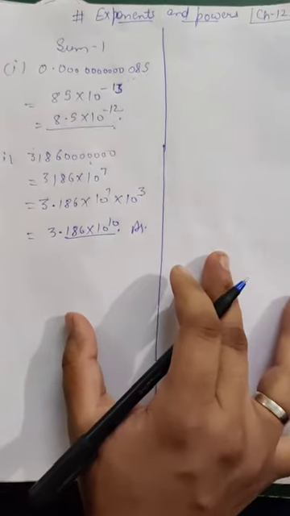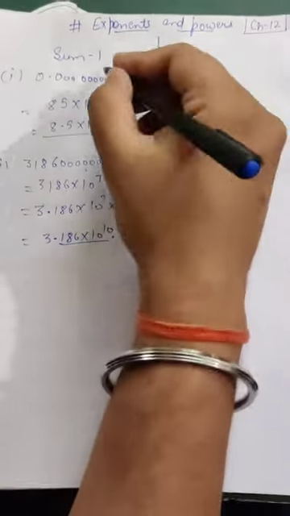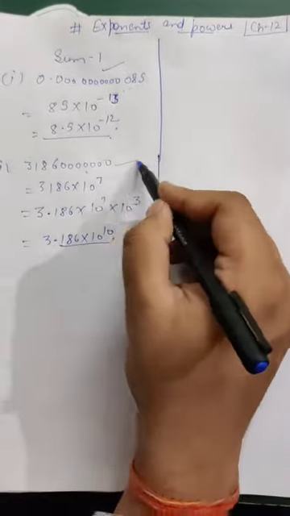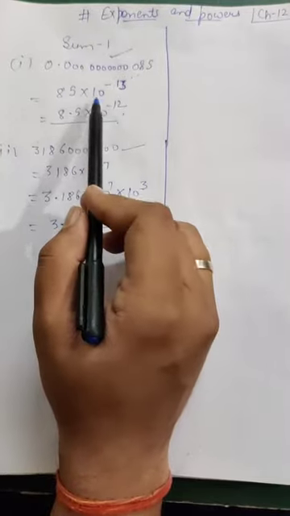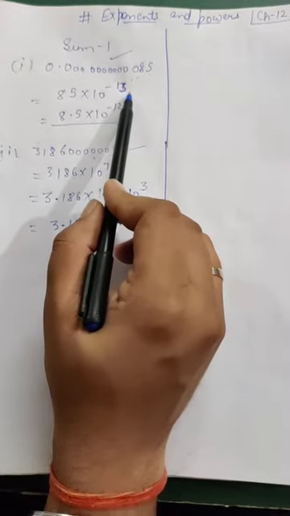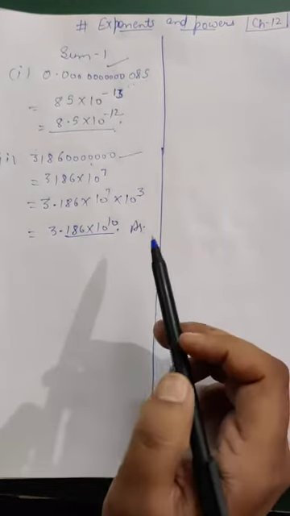So this is the first sum, that we have to write the following numbers in standard form. We have done the decimal part, and we have also done the non-decimal type of part. The difference is, in the decimal type of questions, the exponent of 10 comes out to be negative. We have to write it negative, and here we will write it as positive.